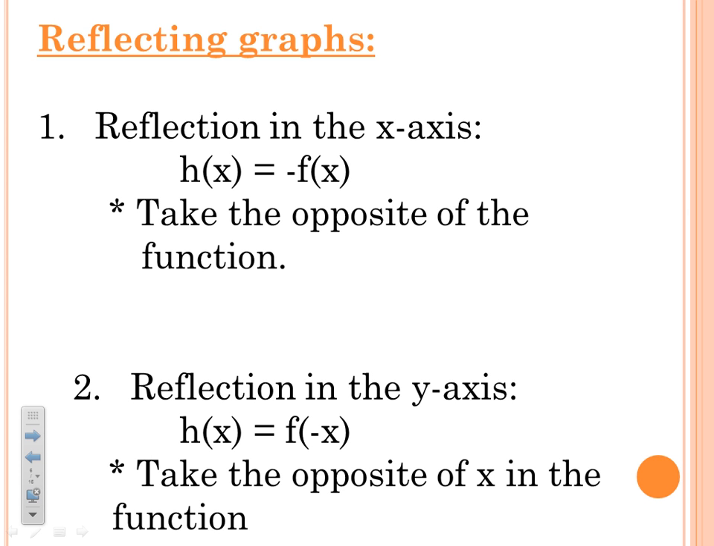If we reflect it over the y-axis, so that first one was a reflection over the x-axis, reflection over the y-axis is if your new function is the negative x in the parent function. So if you have f of negative x, then you are reflecting over your y-axis. So reflecting over the x, the entire function is the negative of its parent. In the reflection over the y, it's the x part of the function that is negative.